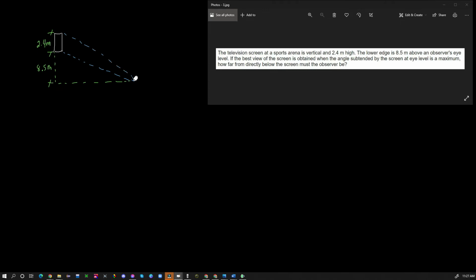Kanak daw siya. Kani daw nga angle is maximum. Maximum daw na siya, para mas makita niya pag-ayo ang screen or best iyang view sa screen. Now, ang pangutana, how far from directly below the screen must the observer be? So, ang pangutana, kani, unsa daw siya dapat kalay-a para nindot ang iyahang view.